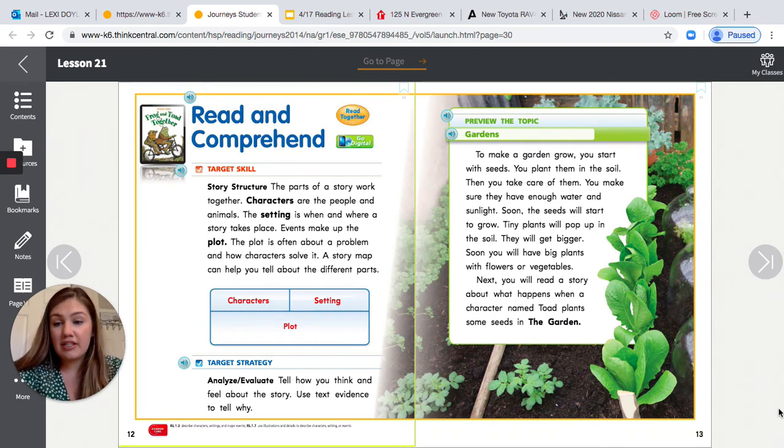And eventually, the story usually ends with them having some sort of solution. Okay, so in the story today, we'll be looking for the problem and the solution. And we're also going to be paying attention to who the characters are and what the setting is. Where is the story taking place and when? Okay, so we're going to go ahead and read page number 13.